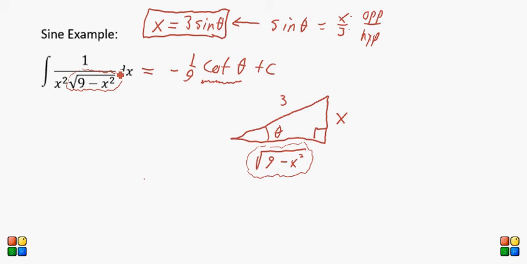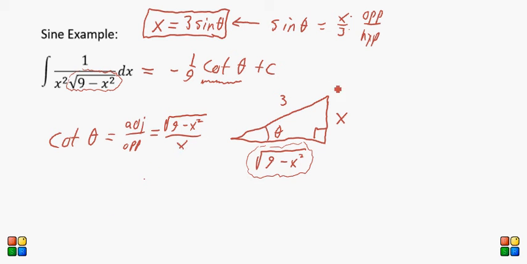I can figure out what the cotangent is. I can find any trig function at all. All I need to do for the cotangent is remember the fact that while the tangent is opposite over adjacent, the cotangent is the adjacent over the opposite. So the cotangent of theta here is going to be the adjacent, which is the square root of 9 minus x squared, over the opposite, which is x.